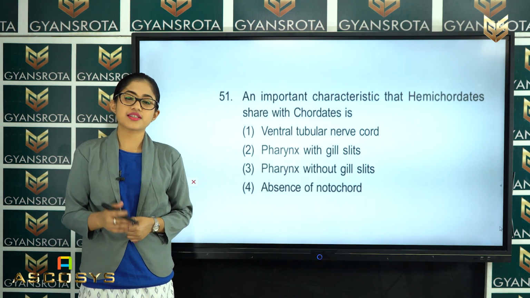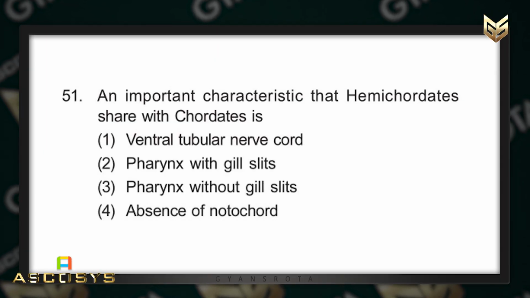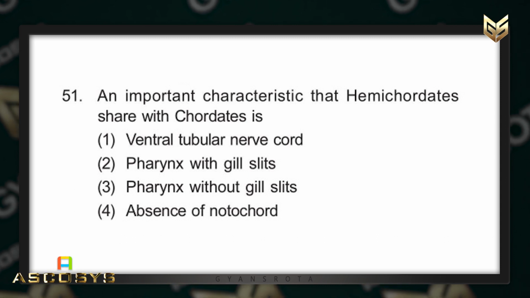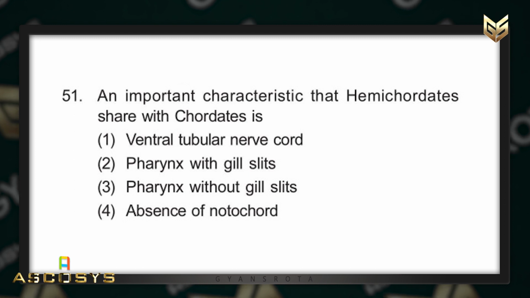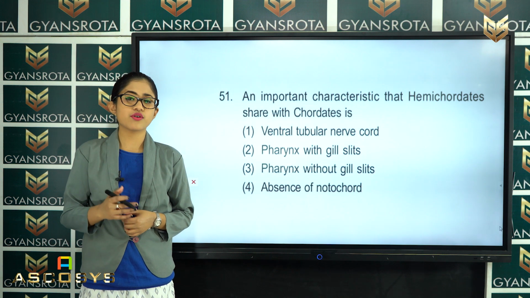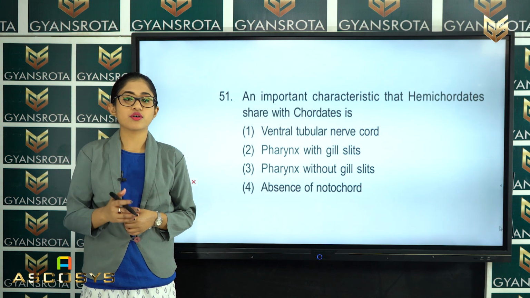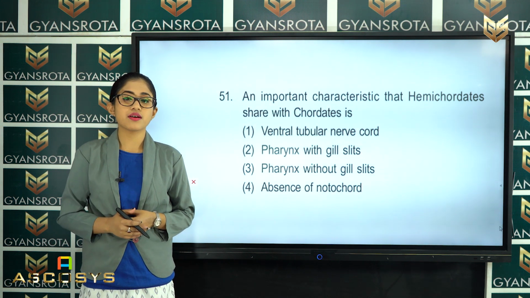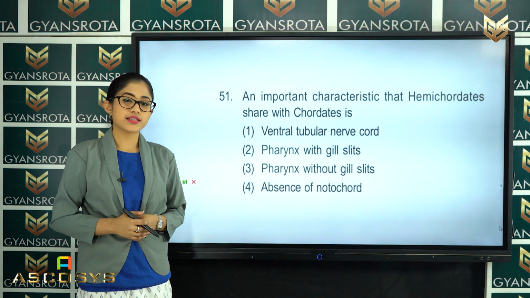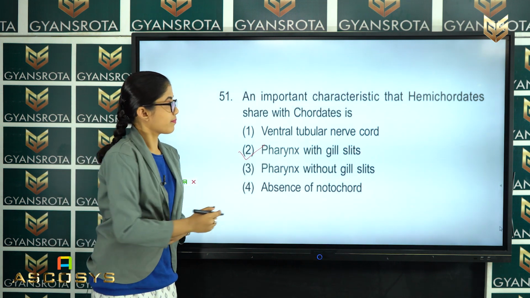In the next question, question number 51, an important characteristic that hemichordates share with chordates is: ventral tubular nerve cord, or pharynx with gill slits, or pharynx without gill slits, or the absence of notochord. This is also a very easy question. The topic is hemichordates and chordates. Where have we discussed this? We have discussed this in the chapter Animal Kingdom. So which among them is the correct answer for this question? That is option number 2.